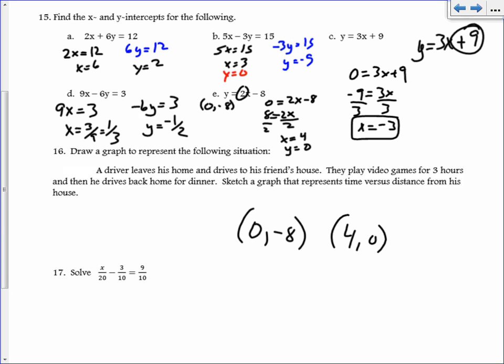A driver leaves his home and drives to a friend's house. They play video games for 3 hours, and he drives back home for dinner. So a driver leaves home, drives to his friend's house. What's going to happen for 3 hours? Stay the same. Then what's he going to do? Drive back home. This is the distance from his house. He stayed there, so that stayed constant. And he drove back home, and so the distance to his house started getting smaller.